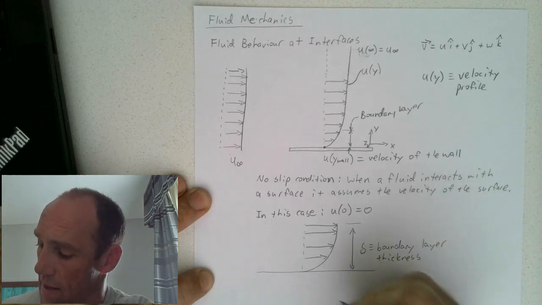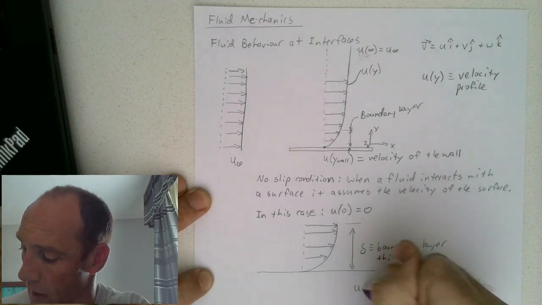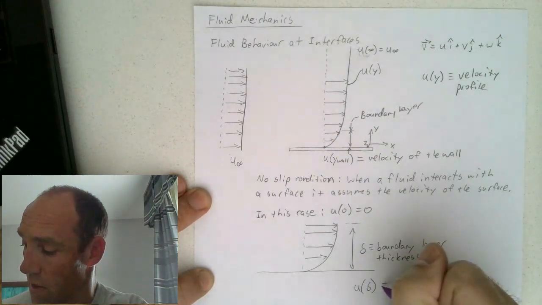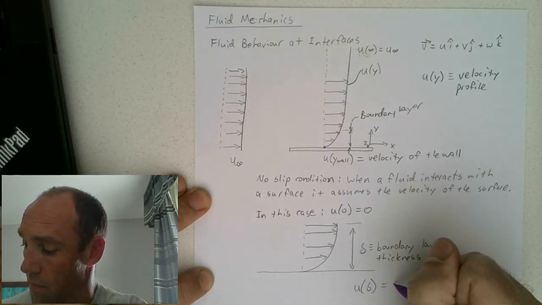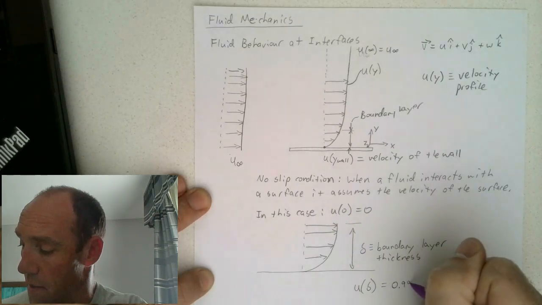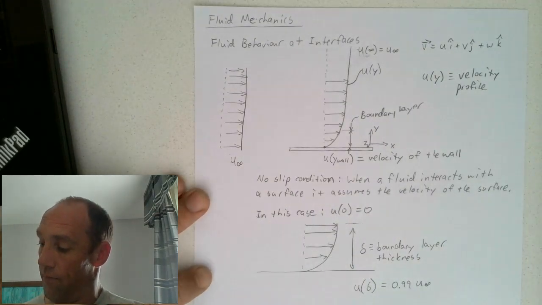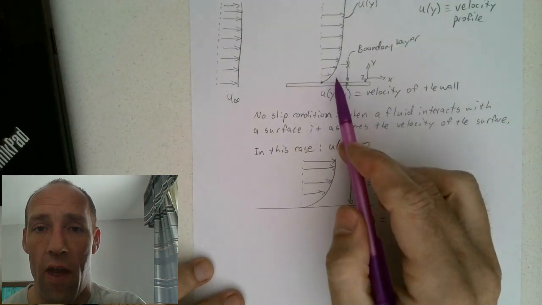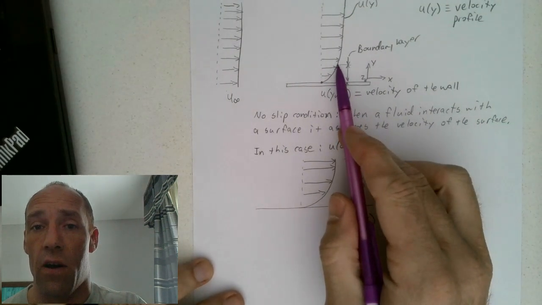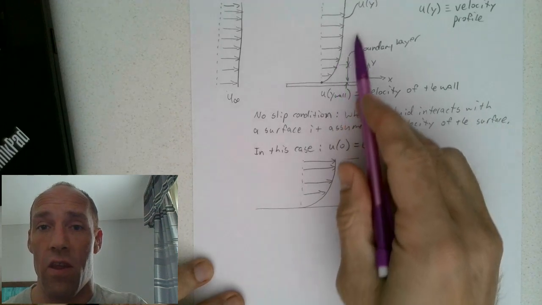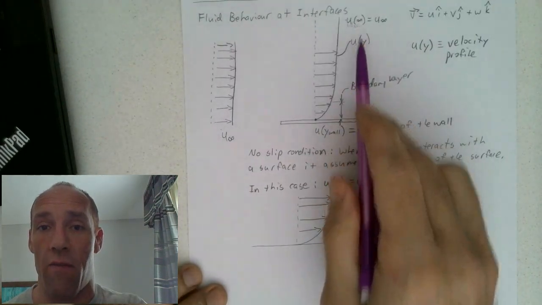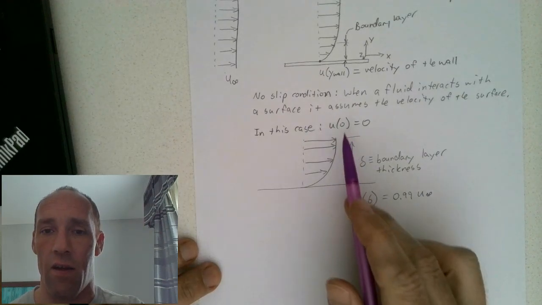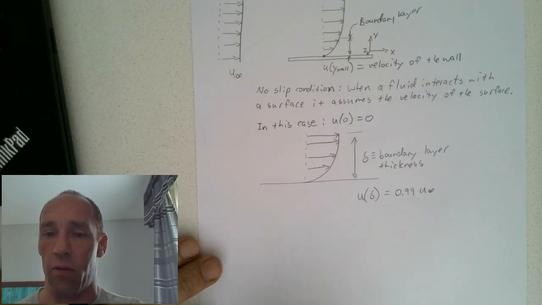And typically it's defined by the fact that u at delta is equal to 99% of u infinity. So it's the region closer to the wall than the point at which the velocity is 99% of the velocity very far from the wall. And it usually assumes this kind of typical shape of the profile.